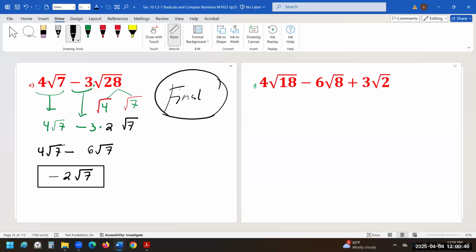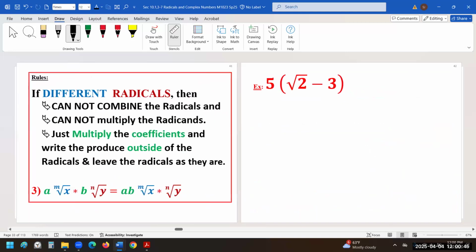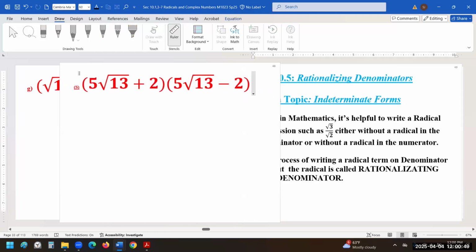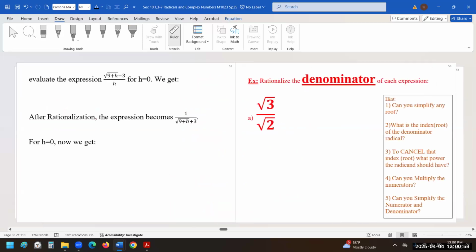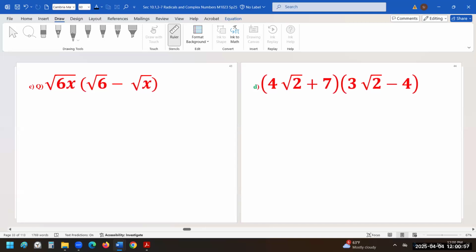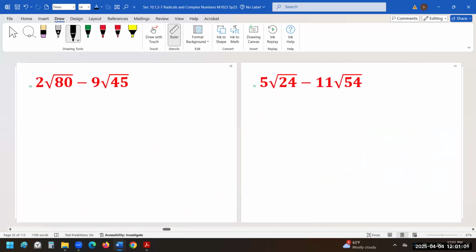So on Tuesday, we are going to do a few more examples of addition, subtraction. Then we are going to multiply and then divide. Yeah, I think we can do division in our next class also.